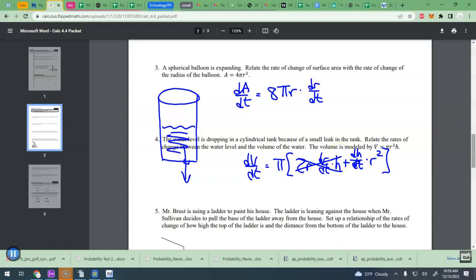Right? So you can really just say it's pi r squared times dH/dt. This isn't wrong, because if you went to plug numbers in, you'd plug in 0 and you'd figure it out anyways. But if I wanted to totally simplify that answer. Is that okay for 3 and 4?